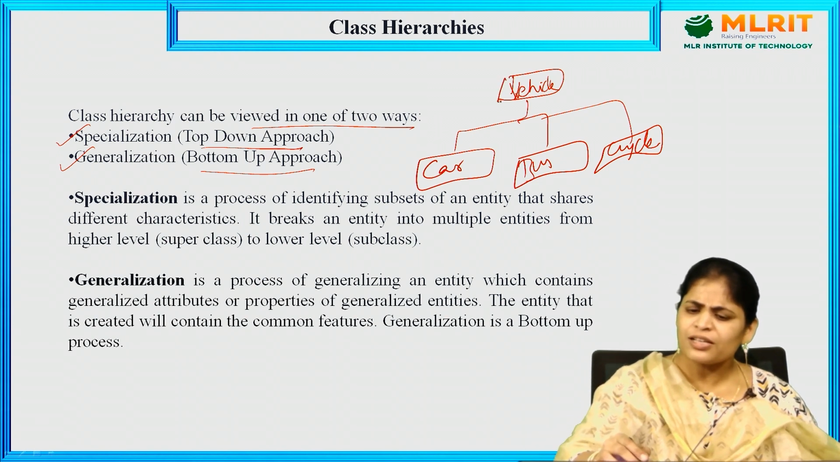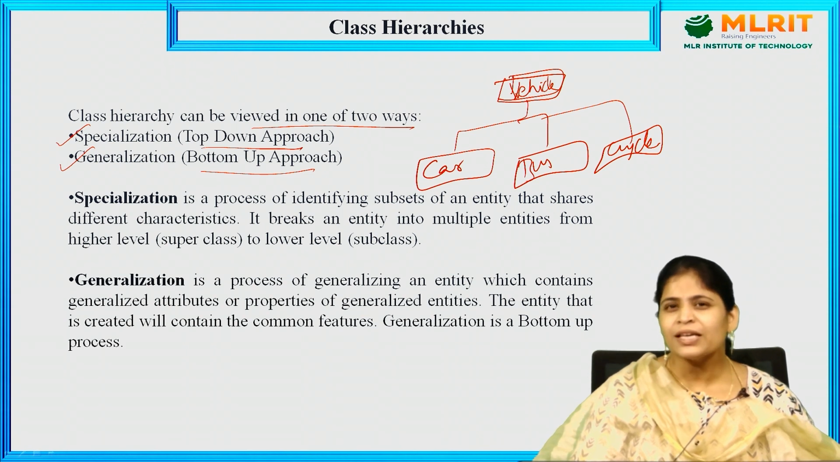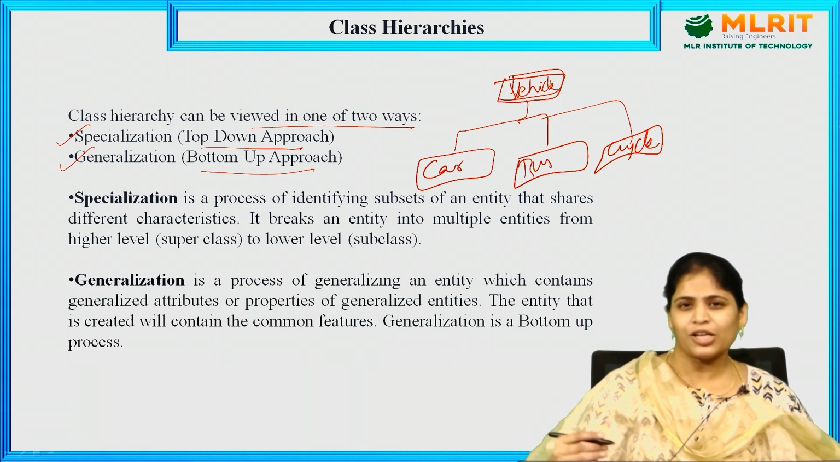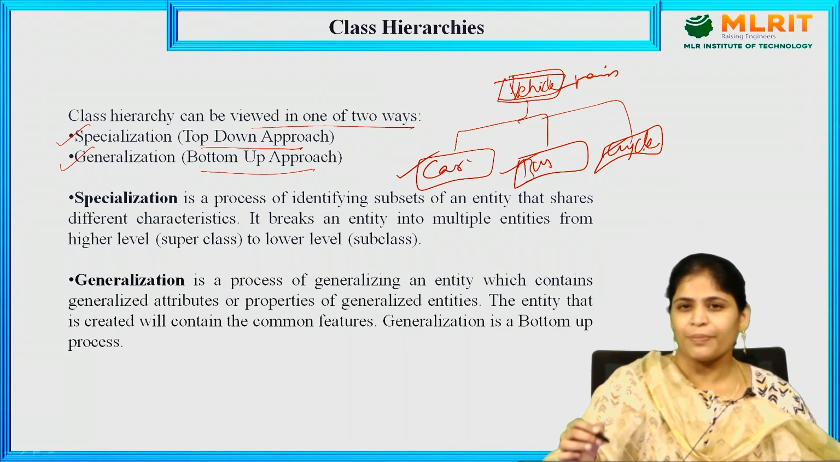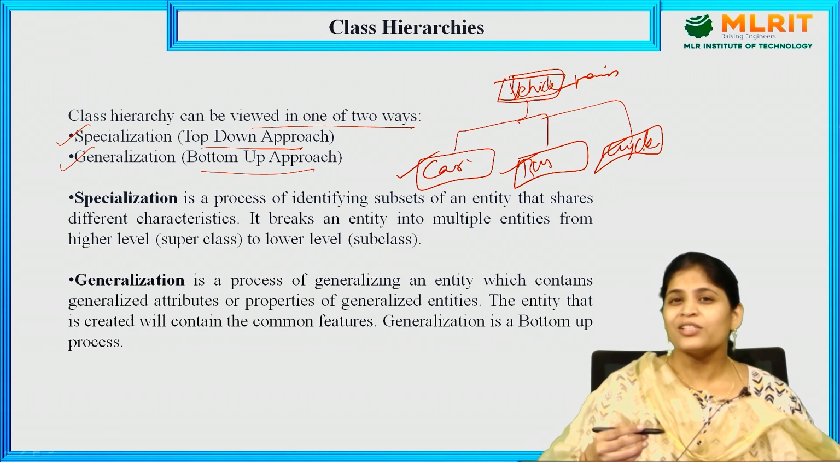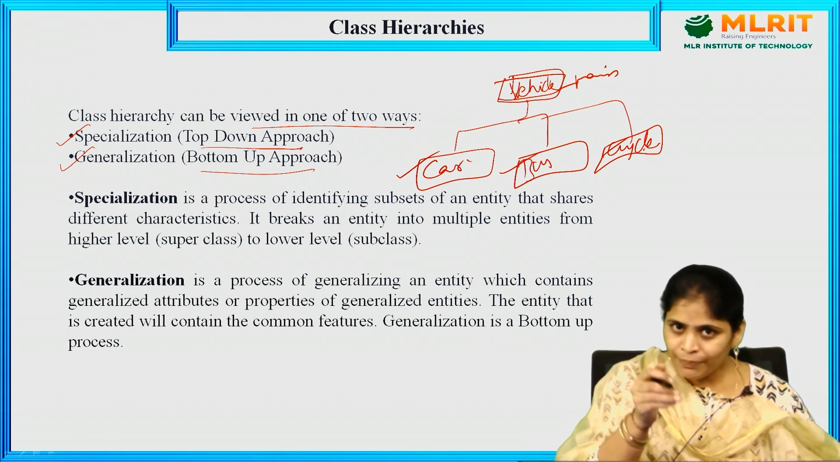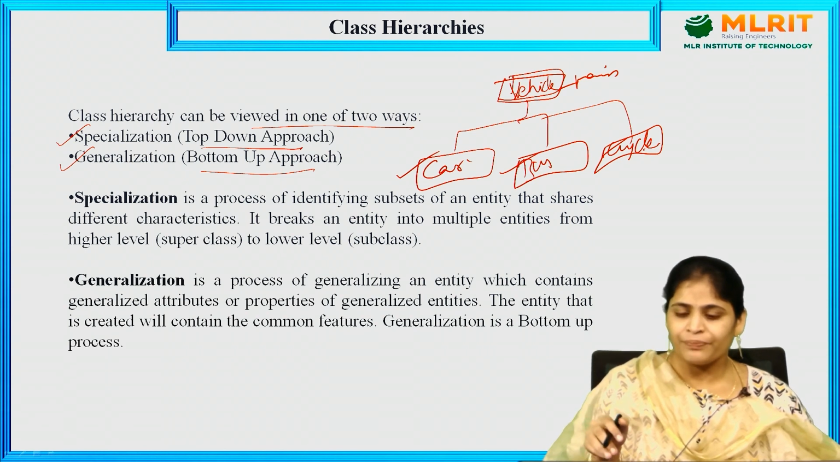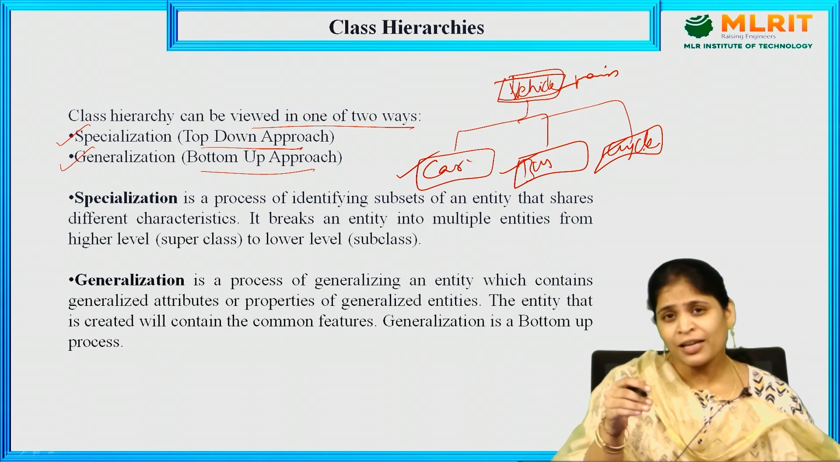Let us consider one entity, the main entity, vehicle. It can be subdivided into 3 or more classes. These are called as what? Subclasses. This is the main class and these are called subclasses. So, this is what we call as top-down approach. From the top entity, we used to subdivide the bottom entities. A vehicle can be a car, a vehicle can be a bus, and a vehicle can be a cycle.